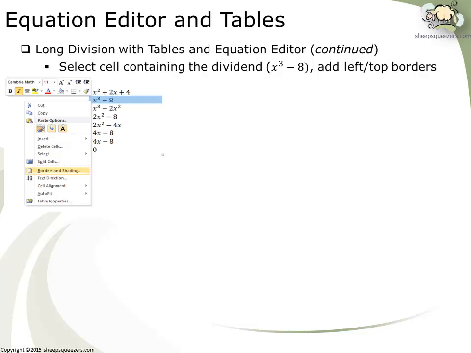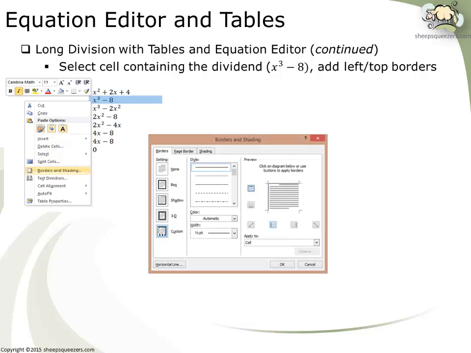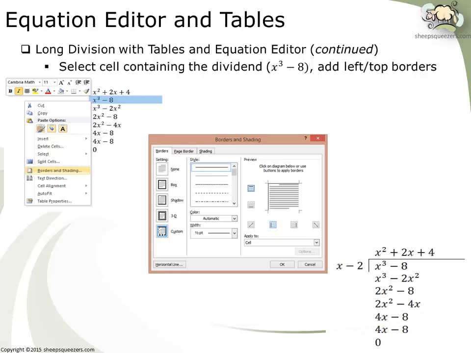While you're in the cell, right click on that cell and click on Borders and Shading. And the Borders and Shading dialog box for the cell actually appears. And what you want to do is click on the left wall and the ceiling. As you see on the diagram on the right hand side, the left wall has a vertical bar and the ceiling is the horizontal bar at the very top. Click on OK. And this is what you wind up with.